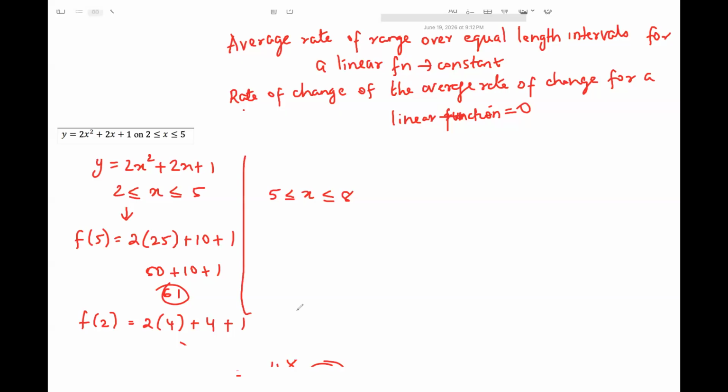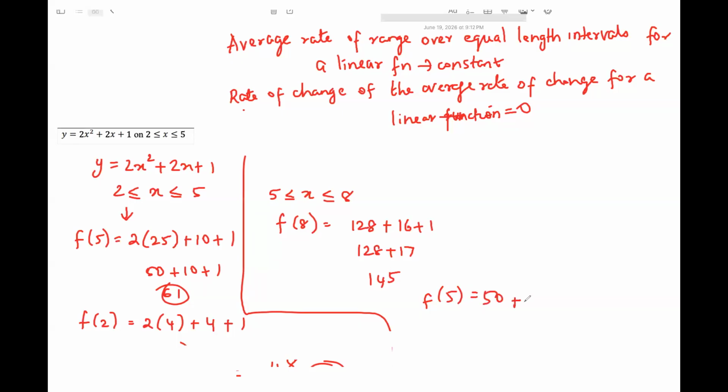Second one, right? Average rate of change. F of 8 is 64 times 2, which is 128, plus 16 plus 1, right? 128 plus 17, which is 145. F of 5, I'm just plugging in, guys, it should be easy on you. 50 plus 10 plus 1 is 61.